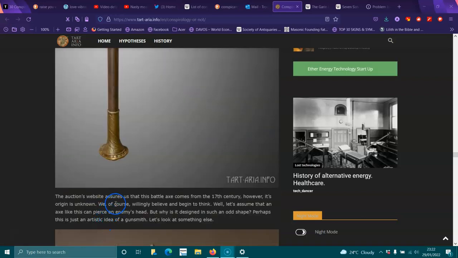The auction's website assures us that the battle axe comes from the 17th century. However, its origin is unknown. We are, of course, willing to believe and begin to think, well, let's assume that an axe like this can pierce an enemy's head. But why is it designed in such an odd shape? Perhaps this is just an artistic idea of a gunsmith.